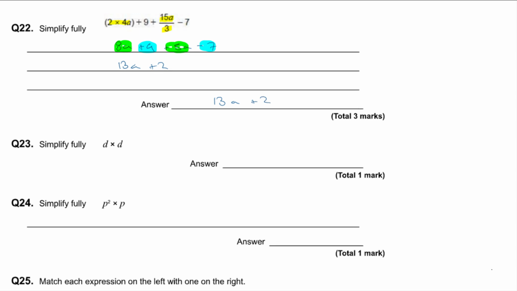So 13a plus 2. 23, simplify d times d. When you times something by itself, you square it, it's d squared. And simplify fully p squared times p. Well, if you've got p squared, which is p times p, and you multiply it by another p, you've actually got p times p times p, which is the same thing as p cubed, isn't it? Or another way of thinking about it is laws of indices. When you've got two numbers with the same base, p, and you multiply them together, you add the indices. You've got the 2 and that kind of silent 1 that's there, giving you 3 altogether.